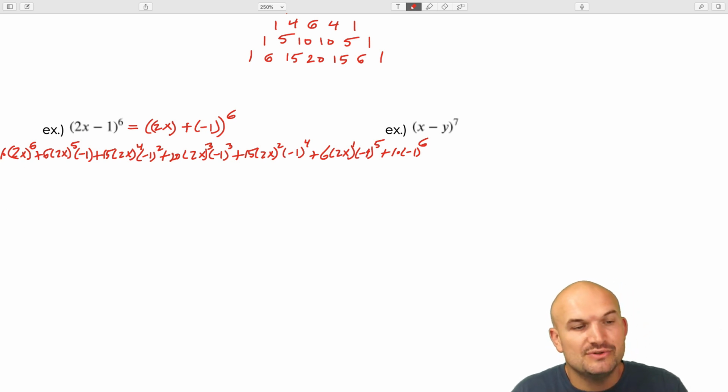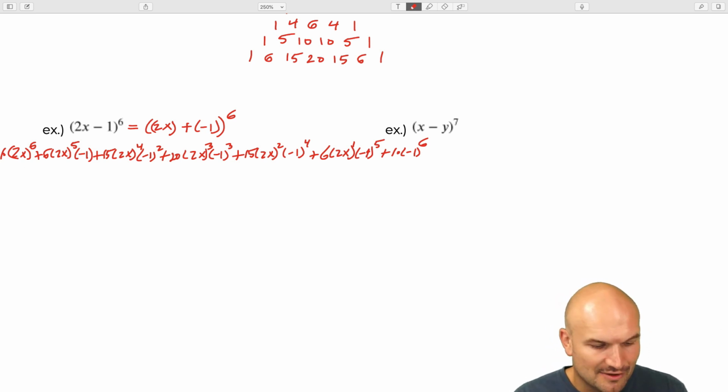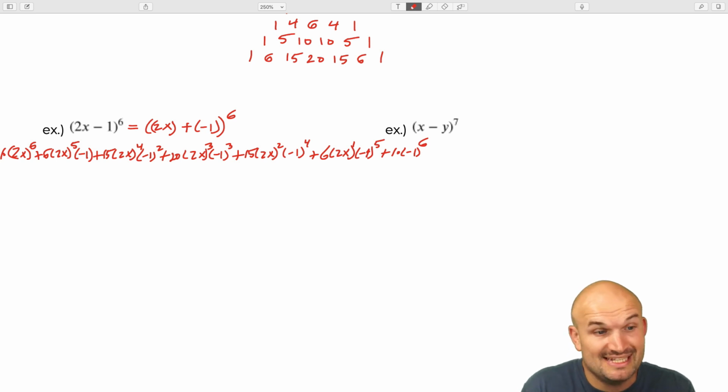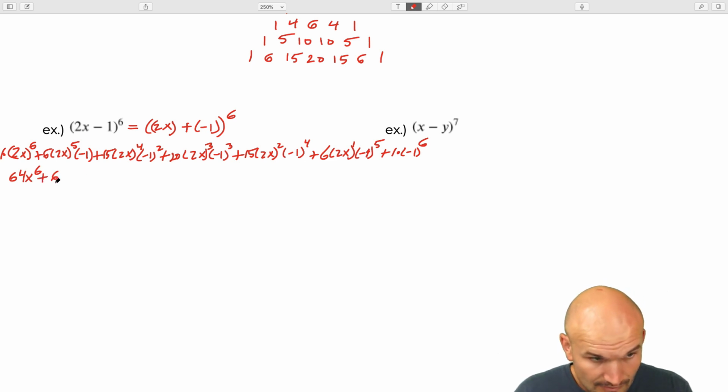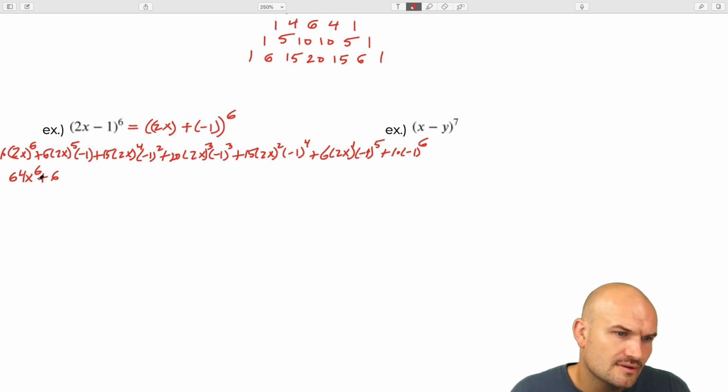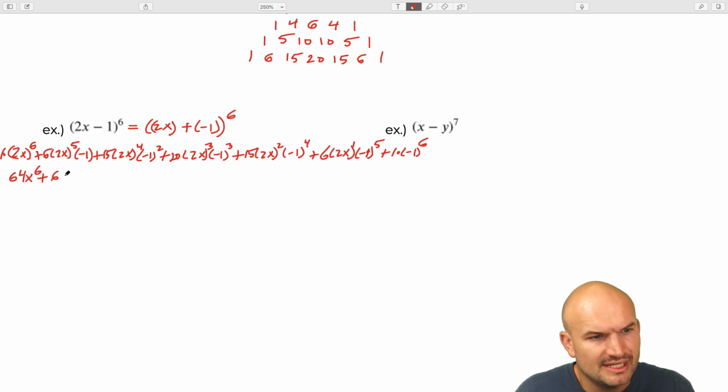So 2x to the 5th. So again, we need to go back through here, and 2 to the 6th is going to be 64. So we'll have a 64 x to the 6th. I'm going to simplify this one more time. So this would be 32. So it would be 6 times a 32 x to the 5th.